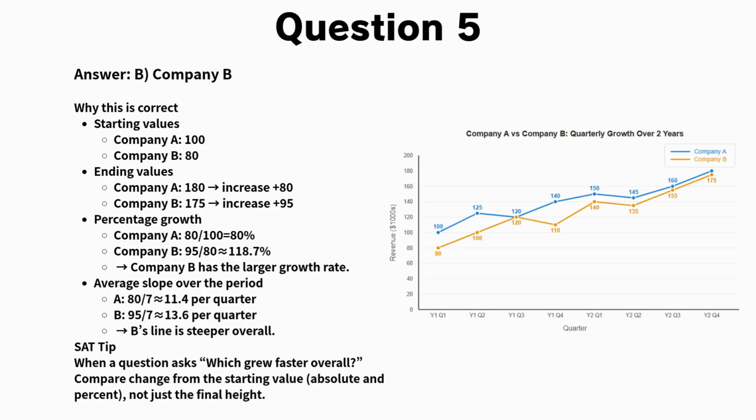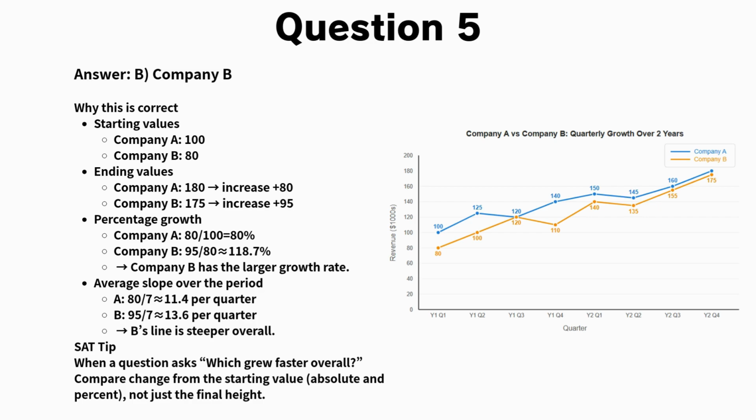We can also think about average growth per quarter. Company A gained 80 over 7 quarters, about 11.4 per quarter. Company B gained 95 over 7 quarters, about 13.6 per quarter. Company B's line has a steeper average slope.